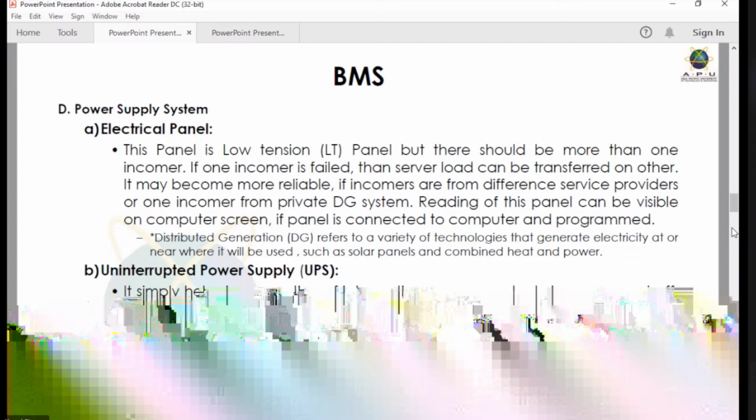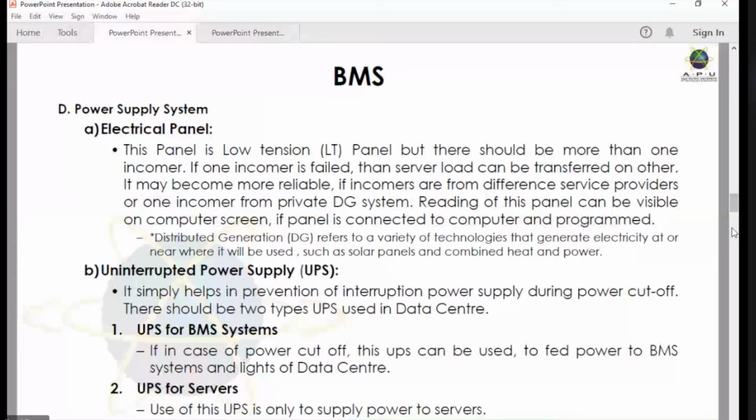UPS simply helps in prevention of interruption of power supply during power cutoff. There should be two types of UPS used in data center. One UPS for BMS system. If in case of power cut, this UPS can be used to feed power to BMS system and lights of data center, and another UPS for servers and routers. Okay, use of this UPS is only for supply power to the servers.